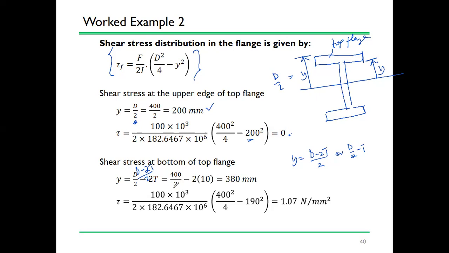So let me see. The overall depth was 400. 400 divided by 2 is 200 minus 10. So the answer there is not correct. This should have been 190. So this answer is not correct. The substitution here is right. The 190 is the correct answer.